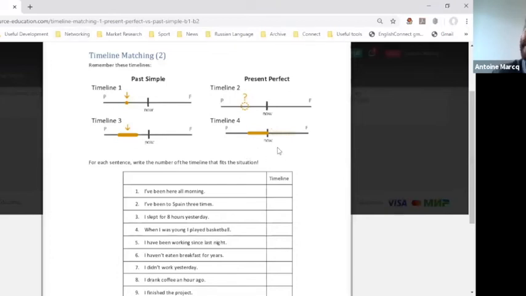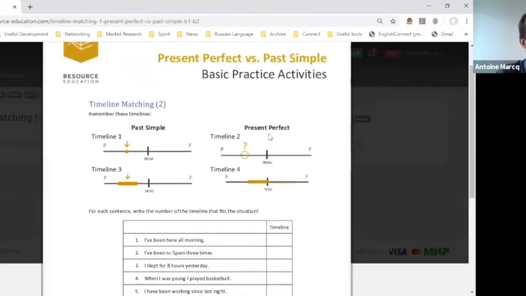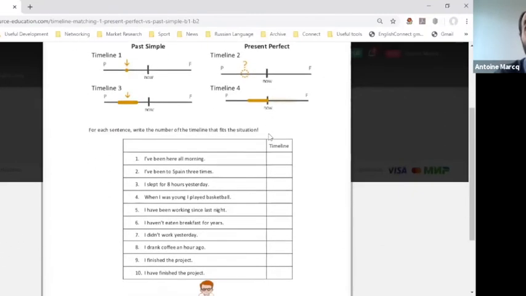Timeline 4, now we have a long action that continues now. That's present perfect. With these 4 timelines, any example of present perfect or past simple, you can ask your students, just before we continue, match with the timeline. And they're going to see that your definitions are clear and consistent. This always works.